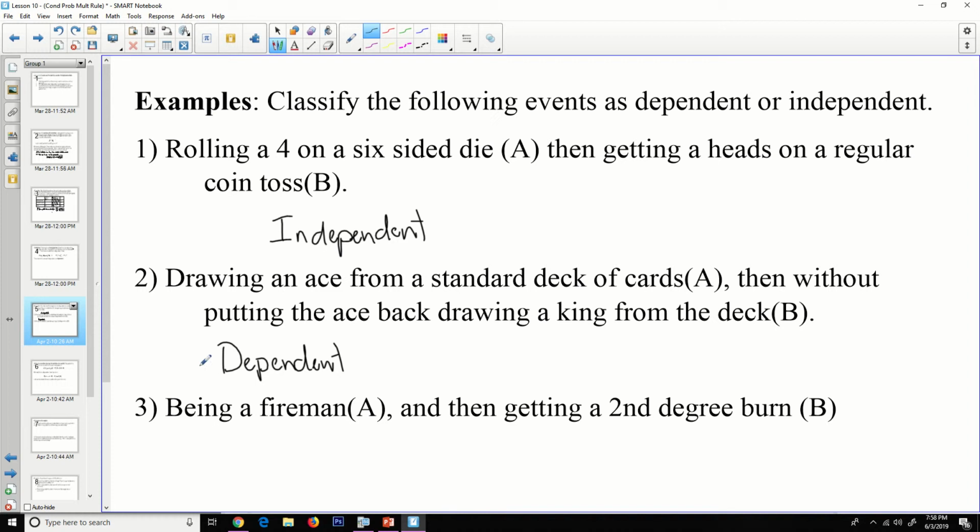This one's a little bit harder. Being a fireman A, then getting a second-degree burn B. So what do you think? Is it dependent? Getting a second-degree burn, is that going to change based on the fact that you're a fireman? I think that if you are a fireman, you are certainly going to put yourself into situations where you are more likely to get that second degree burn. So I am going to say that those are dependent events.